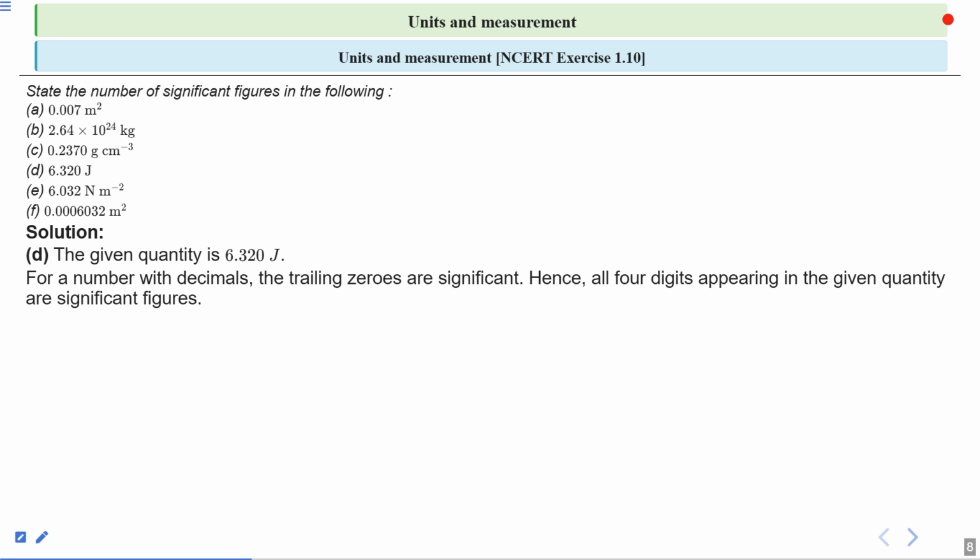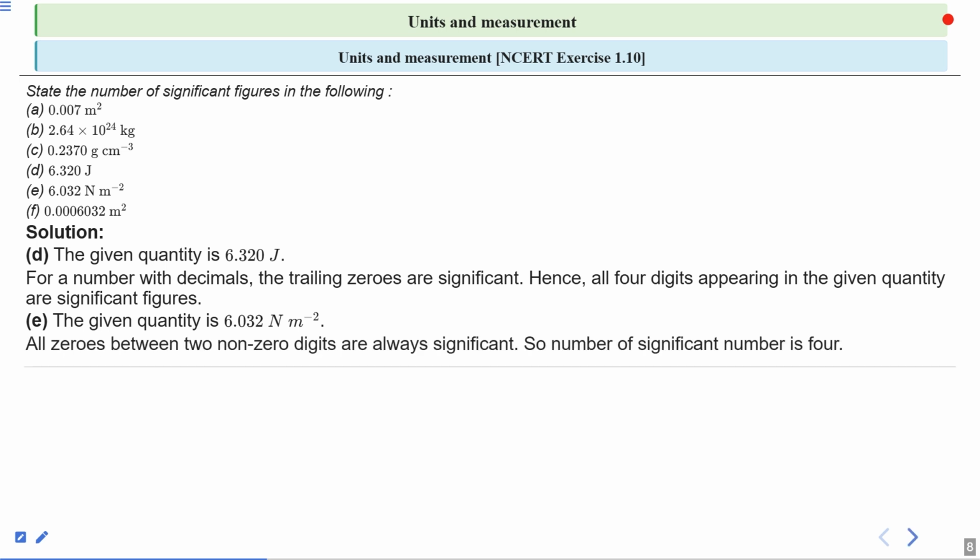Let's go to part E. The given quantity is 6.032. In this also the number of significant figures is 4. All zeros between two non-zero digits are always significant. Important point: all zeros between two non-zero digits are always significant. So the number of significant figures here is 4. All the digits are significant.